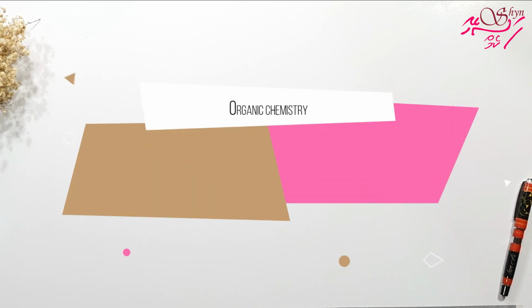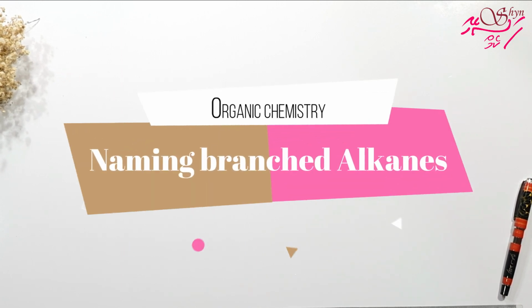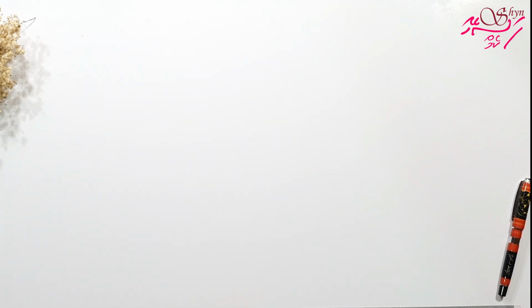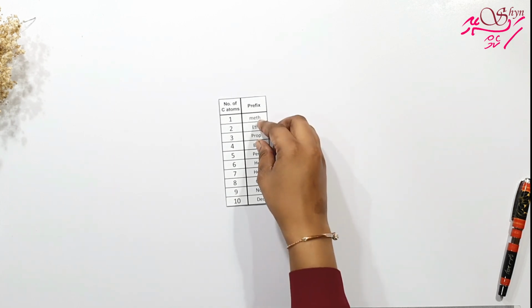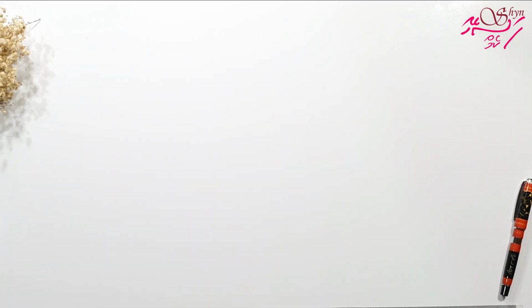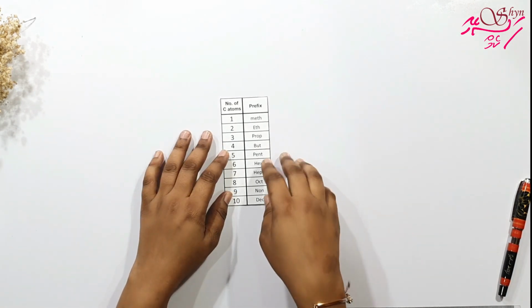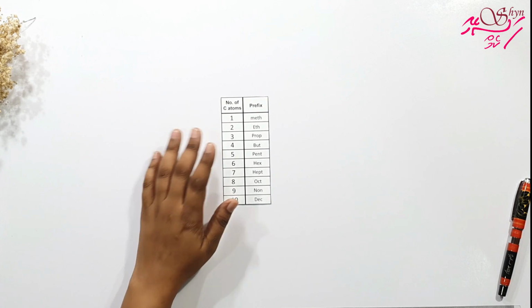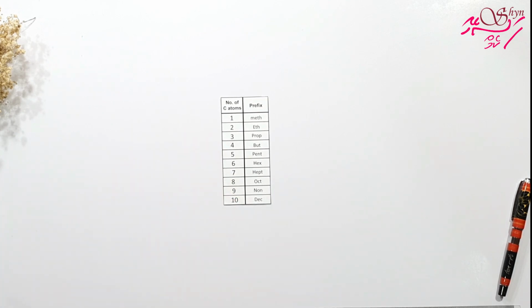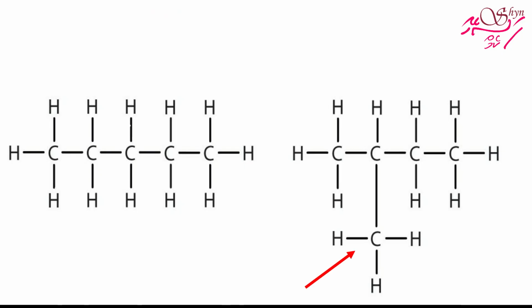Naming branched alkanes. We have already covered general naming of organic compounds, and under that, naming of straight chain alkanes was covered. This table shows the prefix used when naming organic compounds, and the prefix represents the number of carbon atoms. Since we are naming alkanes, the suffix will be "-ane". But when naming alkanes, we have to remember that there are alkanes that can have branches attached to them. So naming them would be different from straight chain alkanes.